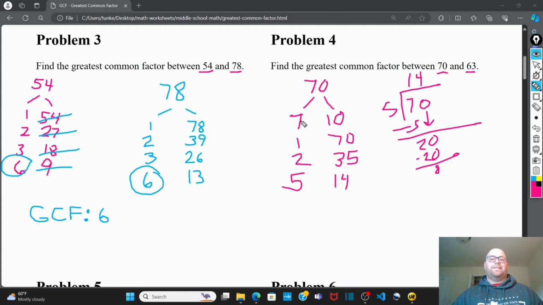We already checked 7. It's not divisible by 6 because it's not divisible by 2 and 3. So let's move up to 8. 8 times 9 is 72. Close, but not going to work. Again, 9 times 8, 72. Close, not going to work. And then it's divisible by 10, which we already took care of.